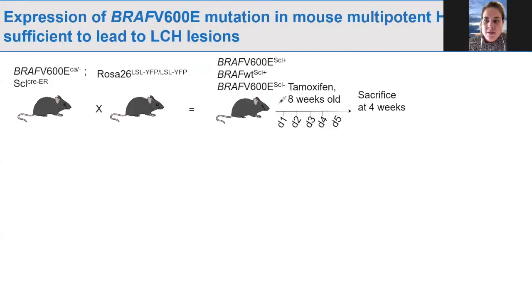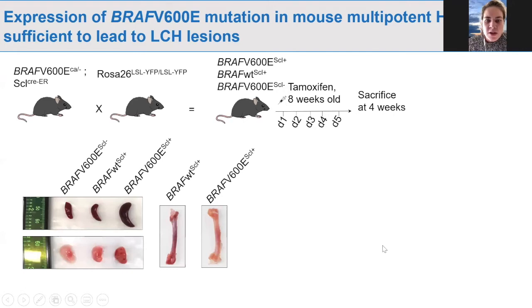So to address this question, we generated a mouse model where we enforced the BRAF-V600E mutation in hematopoietic stem cells using the SCL promoter. We crossed those mice to Rosa YFP mice so we could track the presence of the BRAF-V600E mutation by the expression of GFP. Next slide.